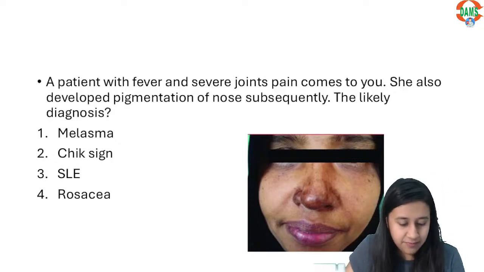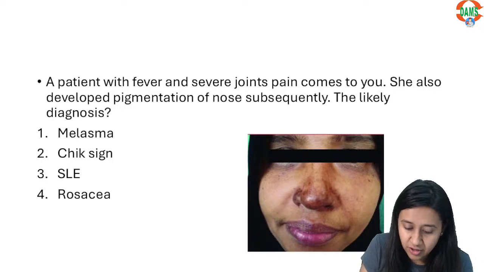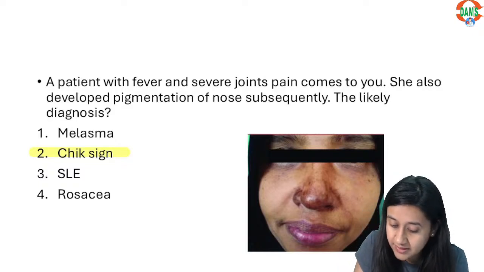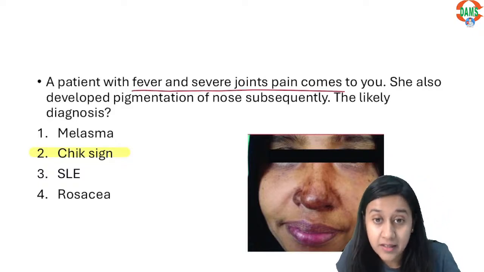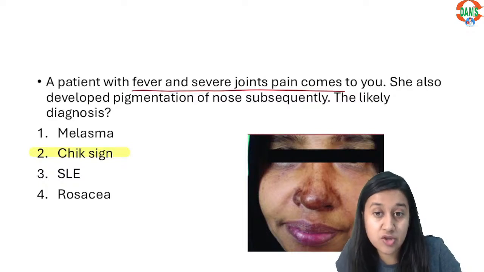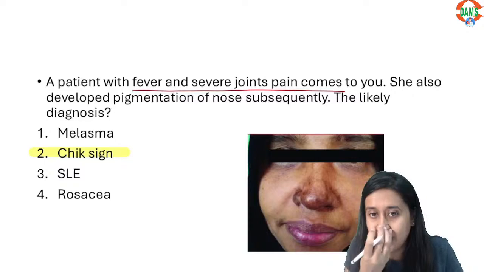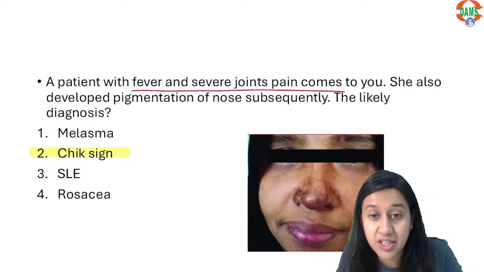Very nice. I'm very happy that you all know this. This is a patient of Chik sign. What is Chik sign? It occurs following chikungunya fever. Now, if you look at this question, there's a history of fever and joint pain. If somebody develops fever and joint pain, following which there is a pigmentation on the centrofacial part, like nose, this is very classical Chik sign.